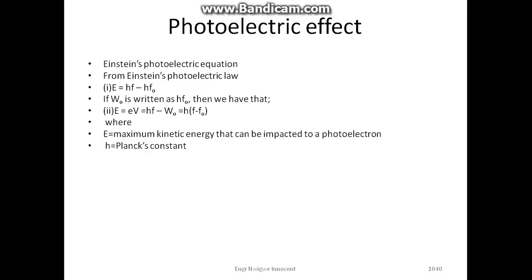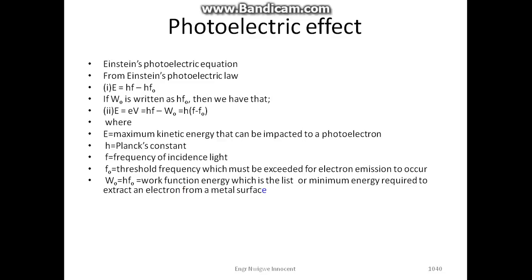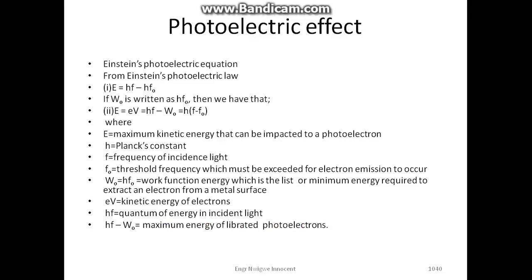h is Planck's constant. f is the frequency of incident light. f0 is the threshold frequency, which must be exceeded for electron emission to occur. W0, equal to hf0, is the work function energy, which is the least or minimum energy required to extract an electron from a metal surface. eV is equal to the kinetic energy of the electron. hf is equal to the quantum of energy in incident light. hf minus W0 is equal to the maximum energy of liberated photoelectrons.